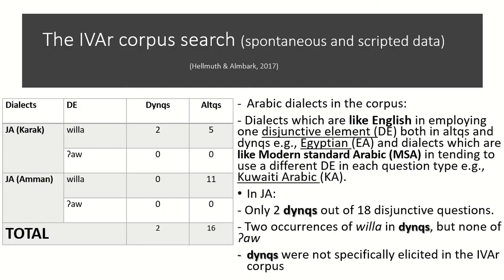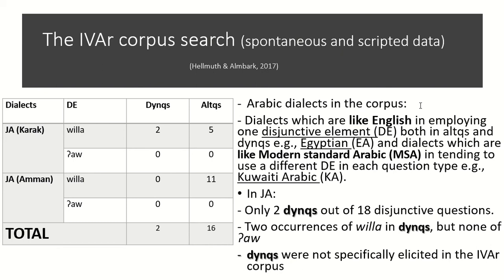Let me first talk about the Arabic dialects that were in the corpus, and then I can go to Jordanian Arabic. For the other Arabic dialects, we found that there are two patterns, two tendencies. Some dialects behave like English in having one disjunctive element used in both types of questions. An example of this is Egyptian Arabic. And some dialects behave like Modern Standard Arabic in having two disjunctive elements and in using each one of these two disjunctive elements in one question type. Kuwaiti Arabic is an example.